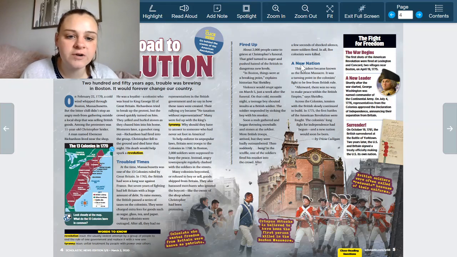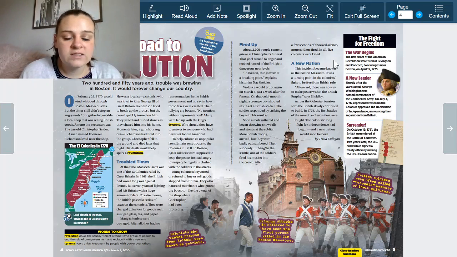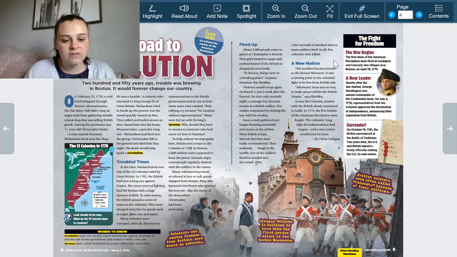And then the last section here, a new nation. This incident became known as the Boston Massacre. It was a turning point in the colonists' fight to be free from British rule. Afterward, there was no way to make peace within the British Empire, says Shadley. Across the colonies, tension with the British slowly continued to build. In 1775, the first battles of the American Revolution were fought. The colonists' long fight for independence had begun, and a new nation would soon be born.